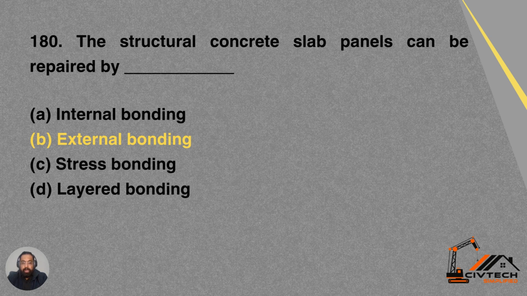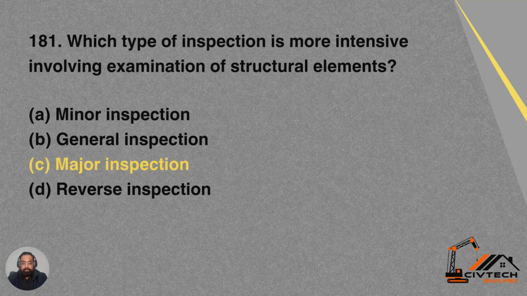180. The structural concrete slab panels can be repaired by dash. Option A, internal bonding. Option B, external bonding. Option C, stress bonding. Option D, layered bonding. So B here is the correct answer. It's external bonding. The structural concrete slab panels can be repaired by external bonding. B is the correct answer.